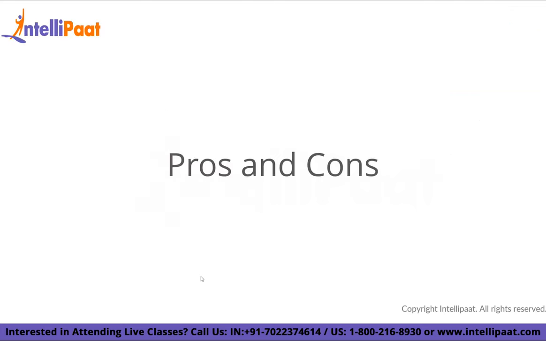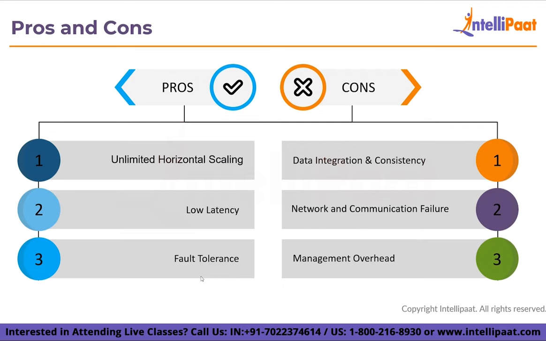Now let us move on to the pros and cons of distributed systems. So coming to the pros of distributed systems, the ultimate goal of a distributed system is to enable the scalability, performance, and high availability of applications. So the very first pro is unlimited horizontal scaling, which means that machines or nodes can be added wherever required. The second pro is that it provides low latency. Having machines that are geographically located closer to the users will reduce the time it takes for the users to be served. The final pro is that it is fault tolerant.